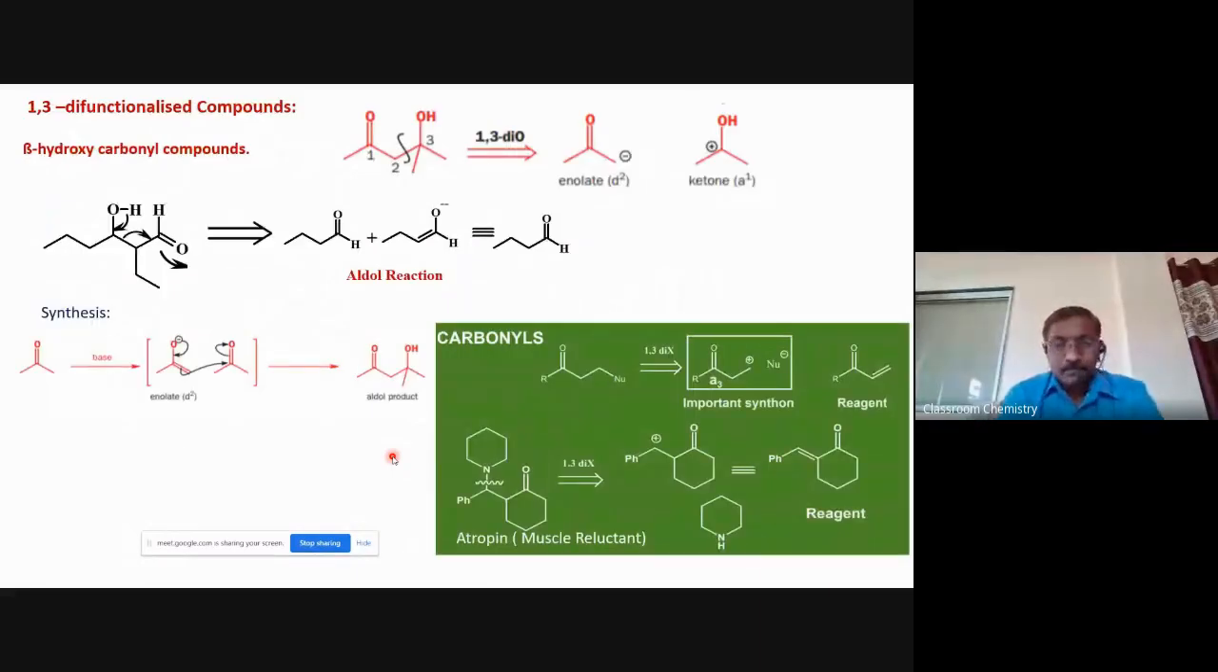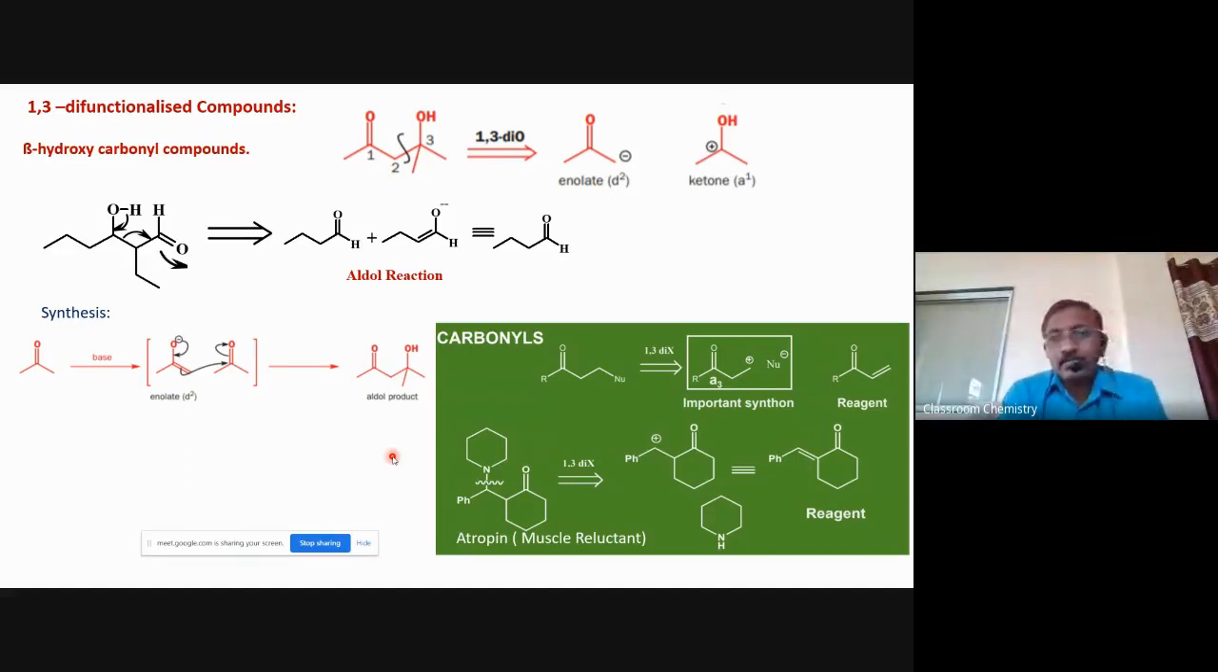Now we will move further to the 1,3 difunctionalized compound. 1,3 is nothing but position 1 and position 3 having two different functional groups. It may be two carbonyl groups, it may be one carbonyl and one double bond, it may be one carbonyl and another functional group. So there are two or three ways of having such kind of compounds.